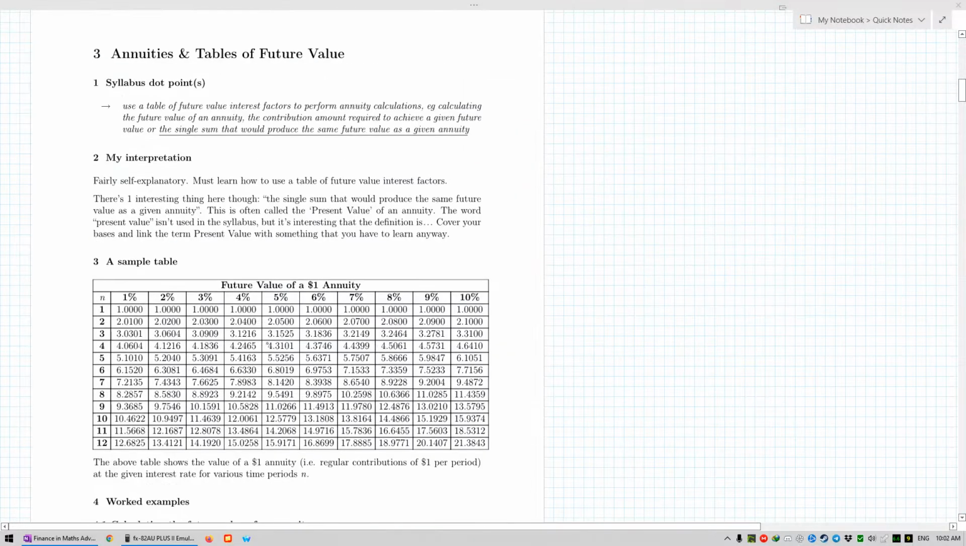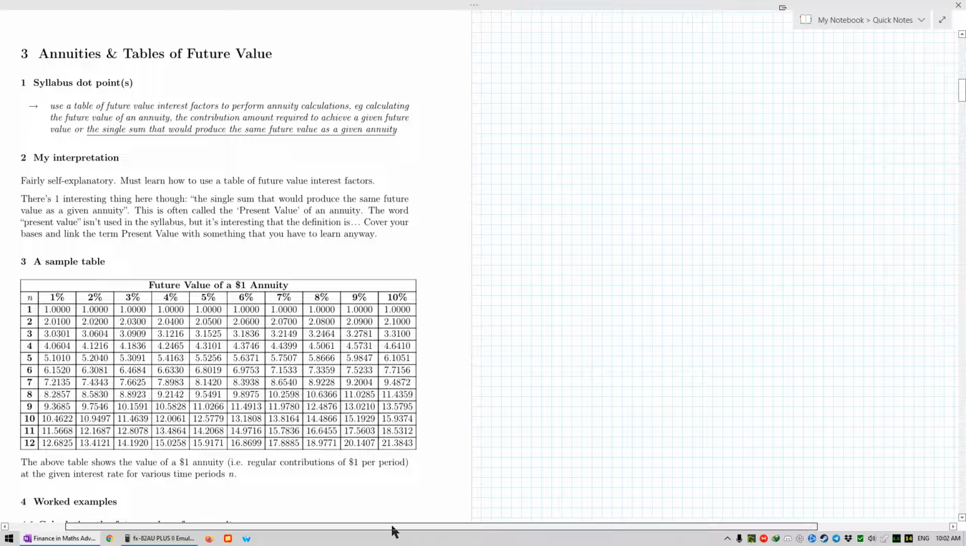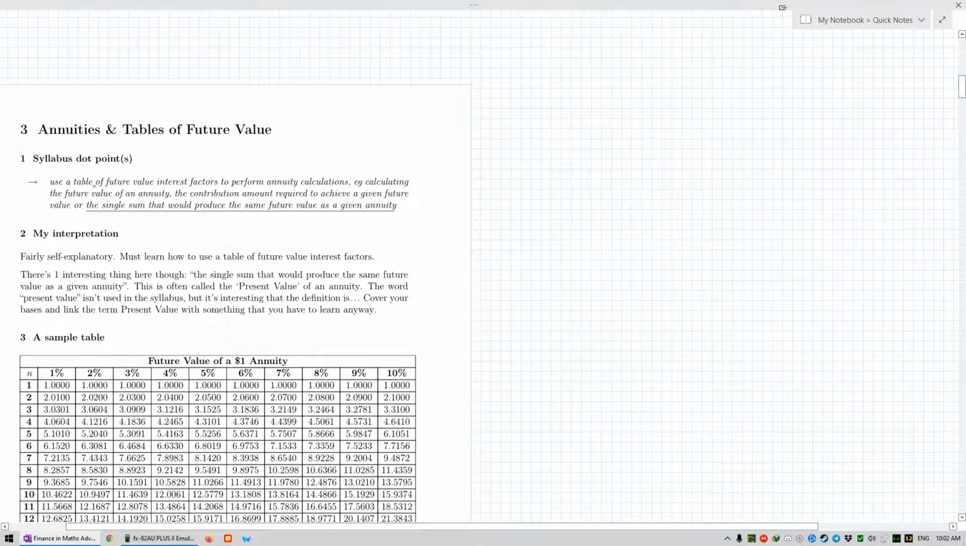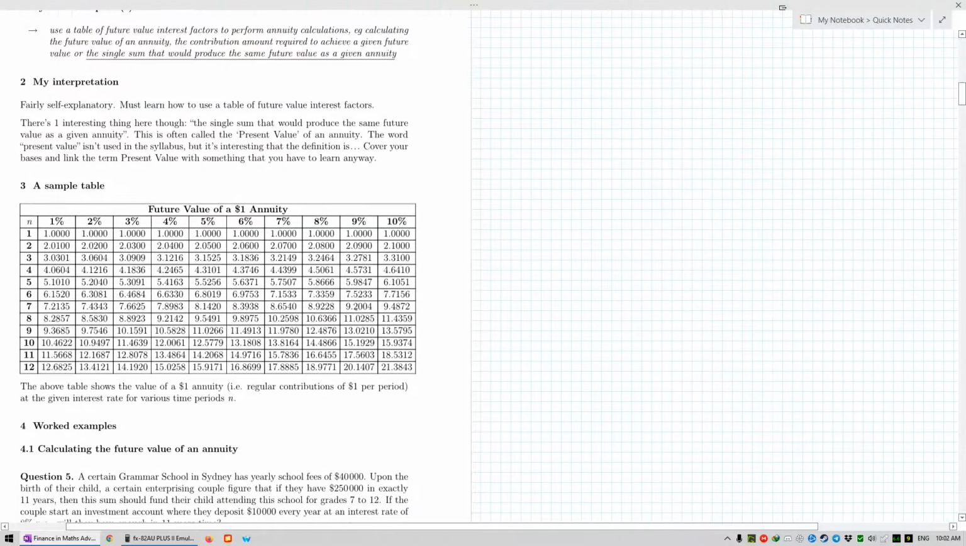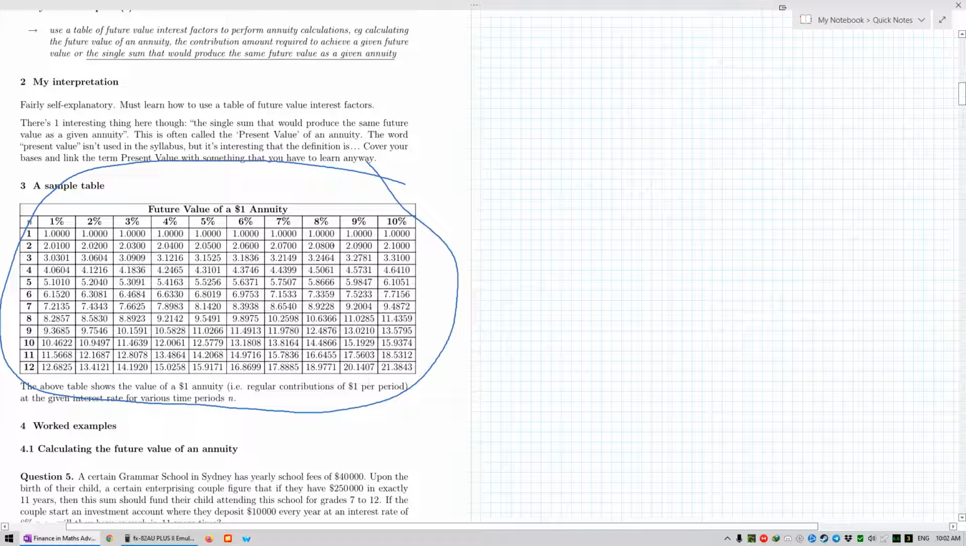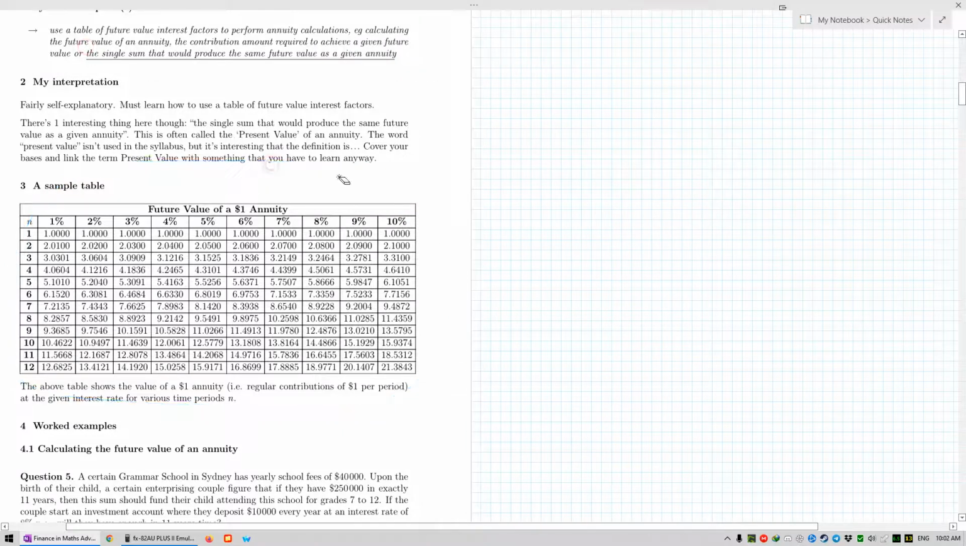So let's get started. Alright, so the syllabus dot point: use a table of future value interest factors to perform annuity calculations, and there's an example. They've given 3 different types. I'll try and cover all 3 today. So my interpretation is fairly self-explanatory. You have to learn how to use a table of future value interest factors, which looks something like this. That's a table of future values of a $1 annuity, and I'll explain that in a second.